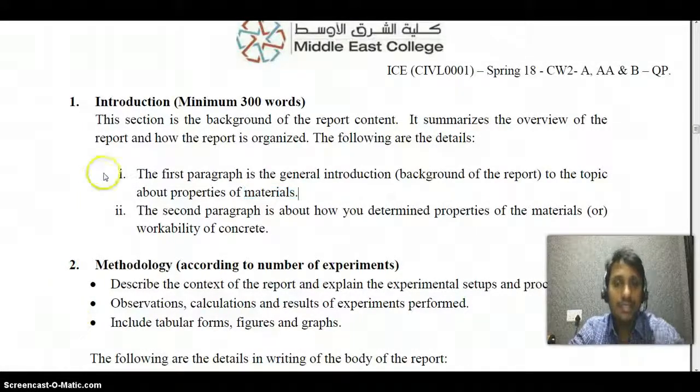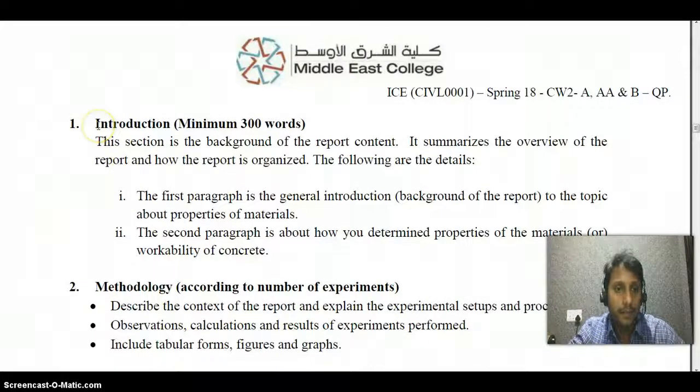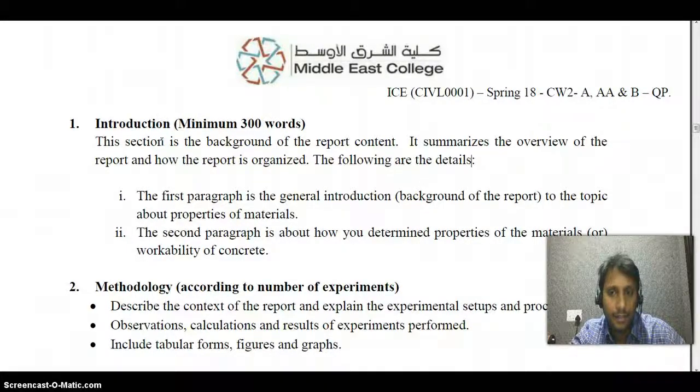So let us start discussing the report sections required. The first one is the introduction. In this introduction, you are required to write the background of the report content, and you need to summarize the overview of the report and how the report is organized. You can write in such a way that what this report is, what you are discussing in this report, what experiments you have conducted, and what properties you determined, because the experiments have already been done. Everything you can explain in this introduction.